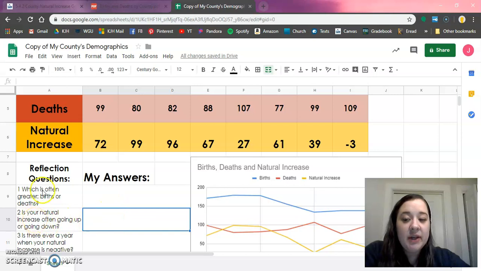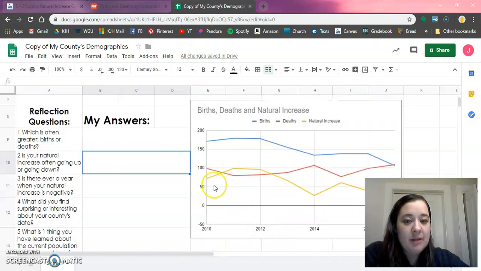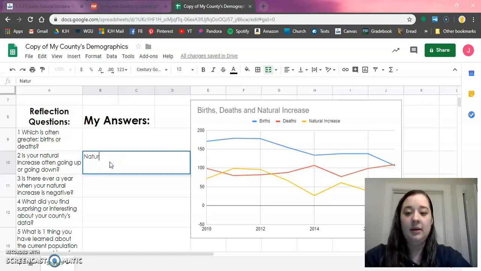Is your natural increase, so we're looking at our yellow line, is it often going up or is it going down? So let me look. Here it goes up and then down and then down, up but then down and down. So I'd say it's often going down for mine. I guess I can answer this one too.